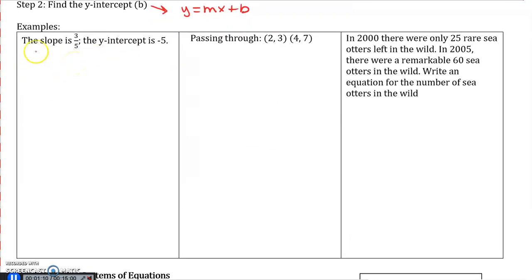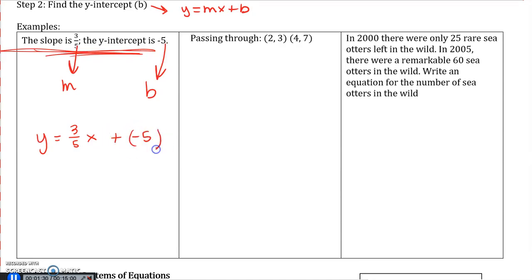The easiest way is if I just give you the plain information you need. So if I tell you the slope is 3 over 5, that's your m. If I tell you the y-intercept is -5, that's your b. So you would say y equals 3 over 5 x plus -5, or you could just say y equals 3 over 5x minus 5. Typically, this is how you'll see it written on your EOC.